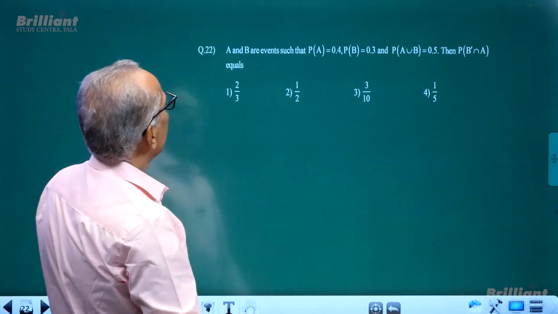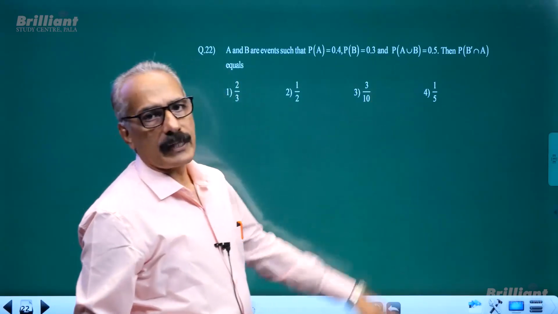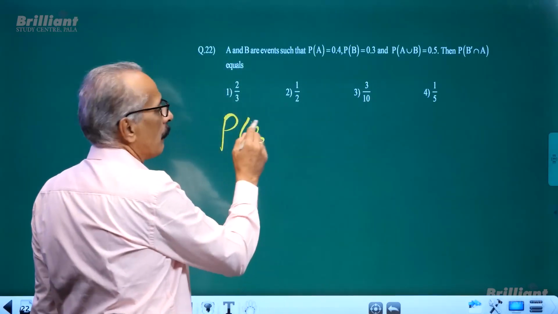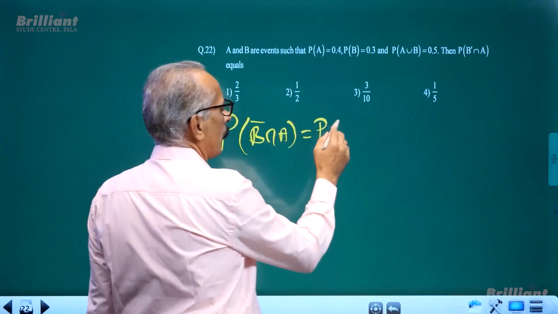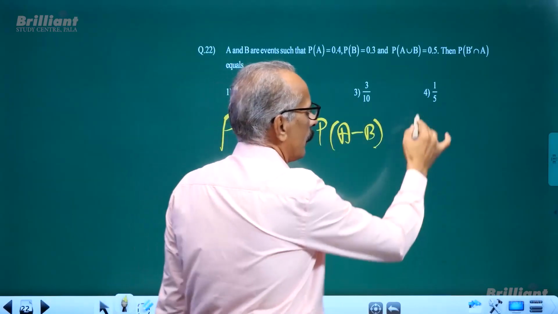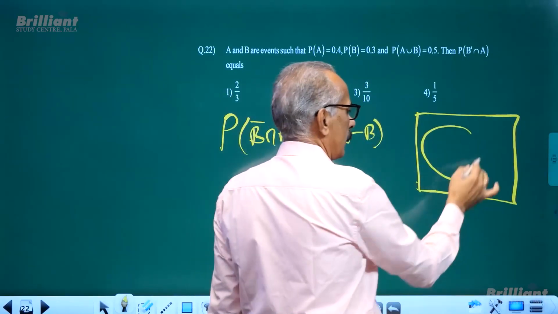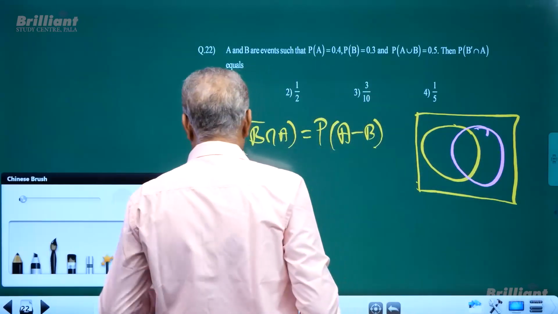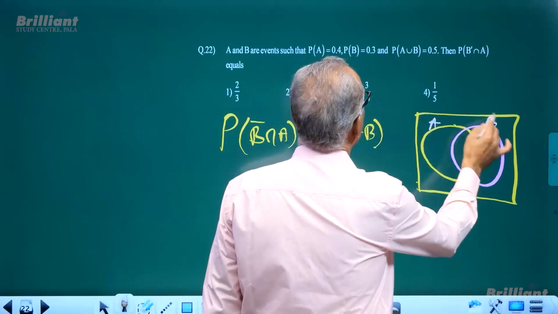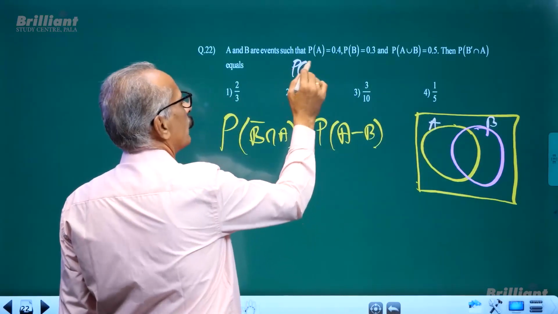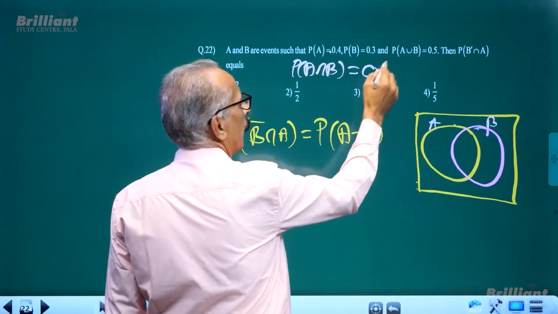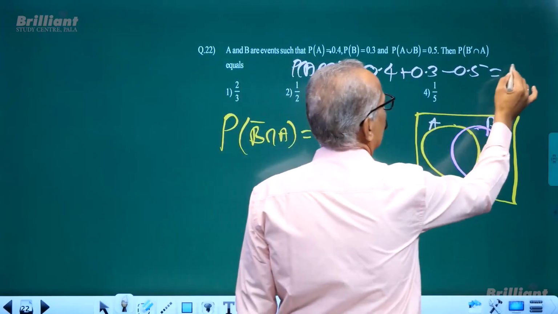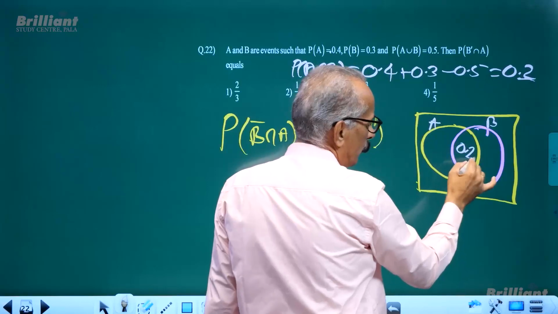Fine. A and B are events such that, the same questions again coming here. What is the probability of B bar intersection A? This is nothing but the probability of A minus B. Immediately you draw a Venn-Euler diagram. That is easier. Now we calculate here. This is our A, this is our B. Look, immediately I told you the probability of A intersection B will be P(A) 0.4 in the previous question, plus 0.3 minus 0.5. So that will be equal to 0.2. So this is 0.2. Clear?